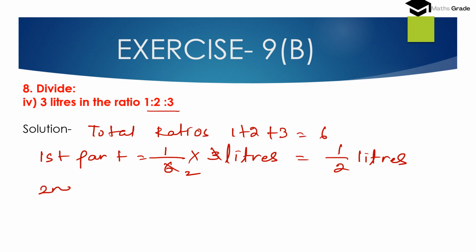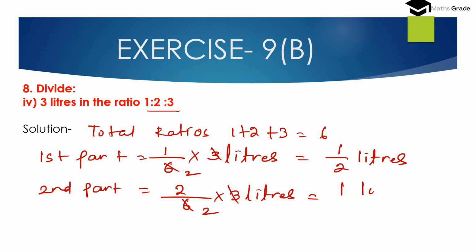Now the second part will be 2 divided by 6 multiplied with 3 liters. Now cancelling 3 and 6, we get 2. 3 multiplied by 2 is 6. Now 2 divided by 2 is 1 liter.